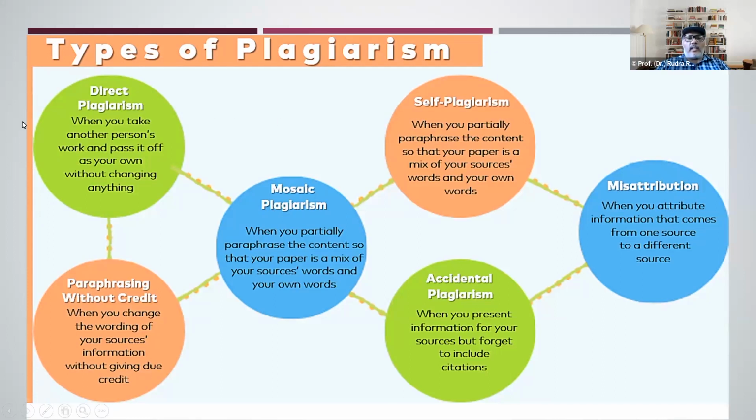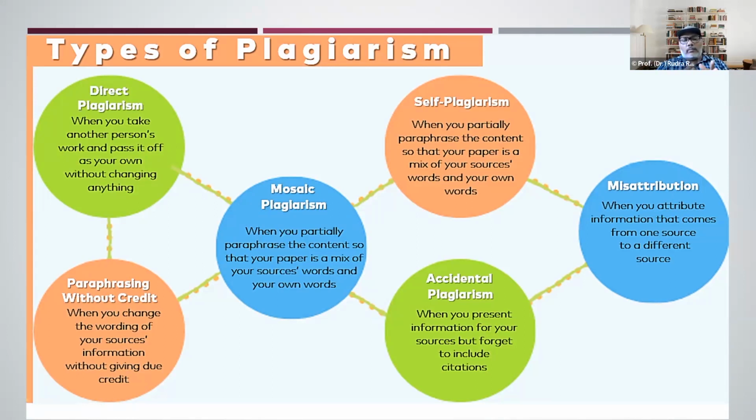So direct plagiarism is when you take another person's work and pass it off as your own without changing anything. It is direct plagiarism. It's copy and paste. In local language, you can say copy and paste, just to understand and decide. So it is known as direct plagiarism. It means you have taken some content from some XYZ work and, as it is, you have written it in your research paper. It is direct plagiarism.